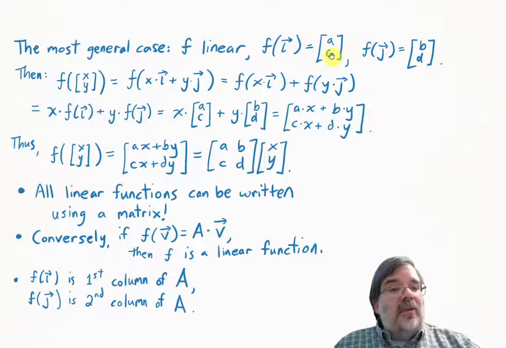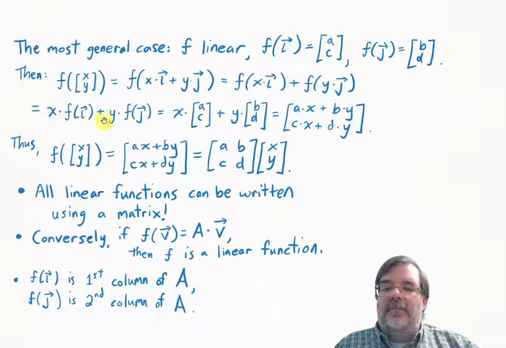Right, so same process as before. To calculate f of the vector xy, write the vector xy is a combination of vectors i and j. So f of x times i plus y times j. Separate out over addition. Factor out those constants.